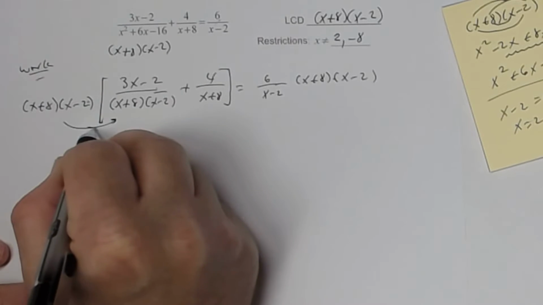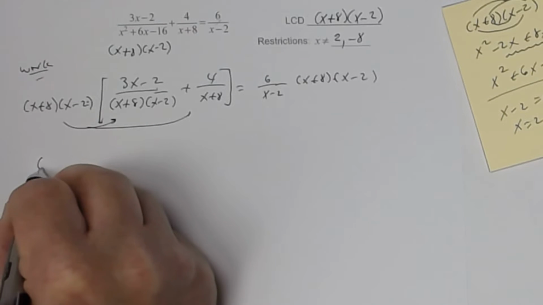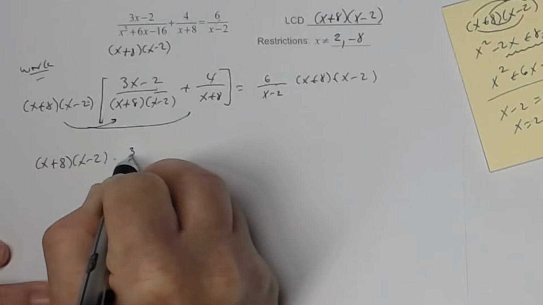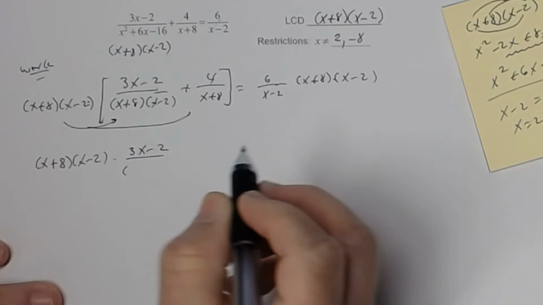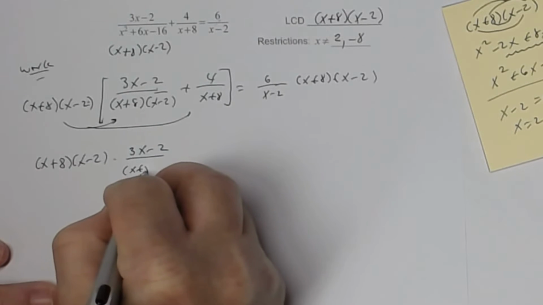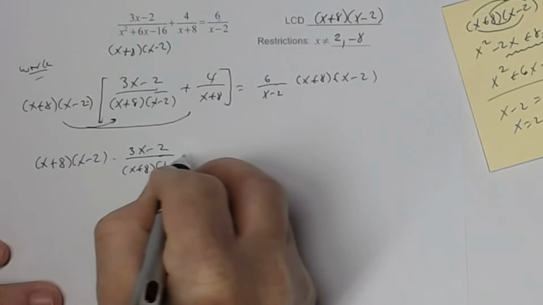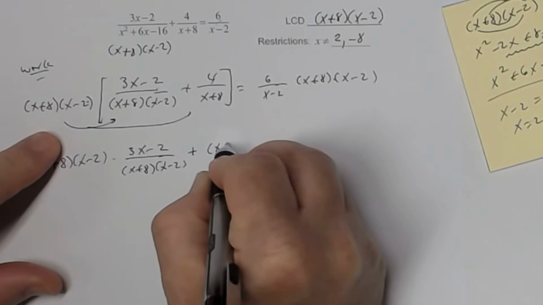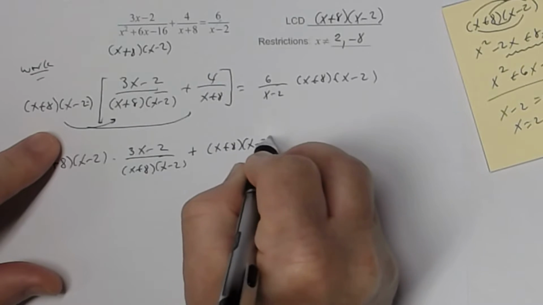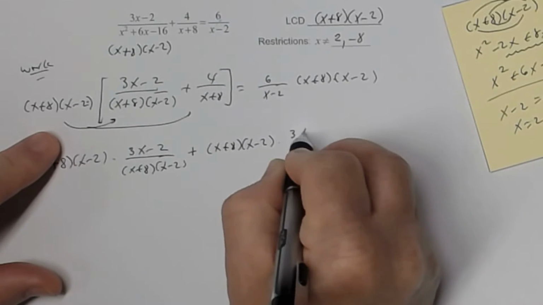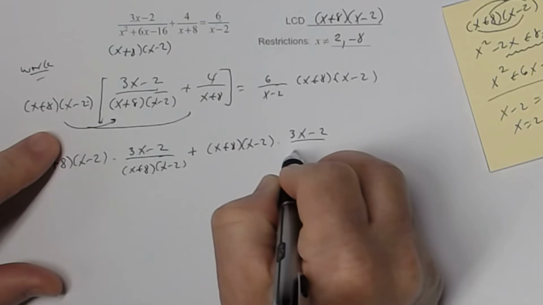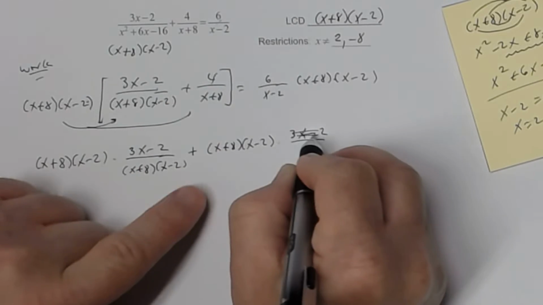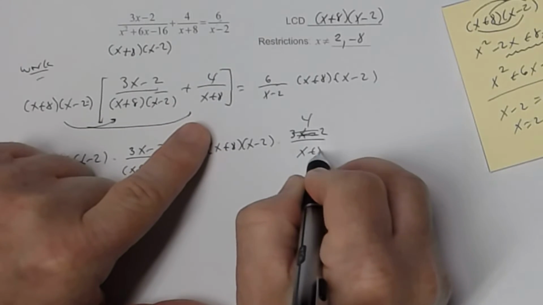Okay, so now we're going to distribute. And so I get x plus 8 times x minus 2 times 3x minus 2 divided by x plus 8 times x minus 2, plus, and then do the same thing here, x plus 8 times x minus 2 times, oops, I didn't mean 3x minus 2, I meant 4, right? So 4 divided by x plus 8, sorry about that.